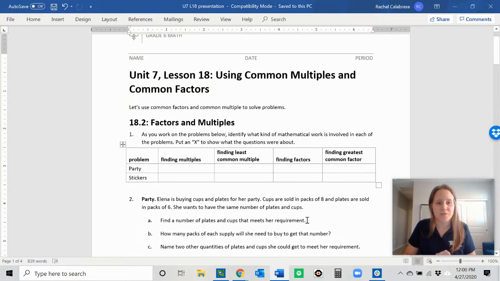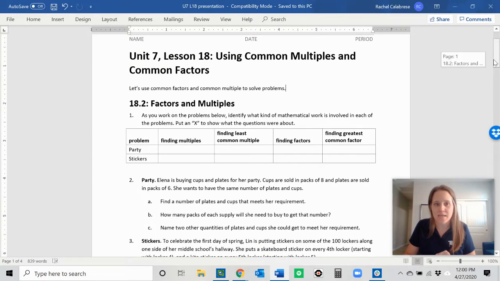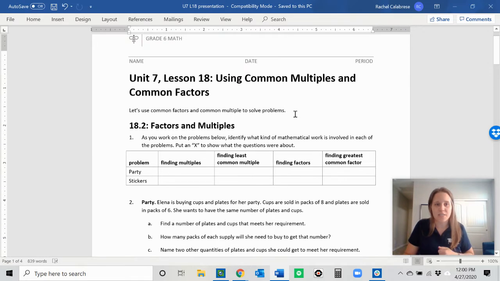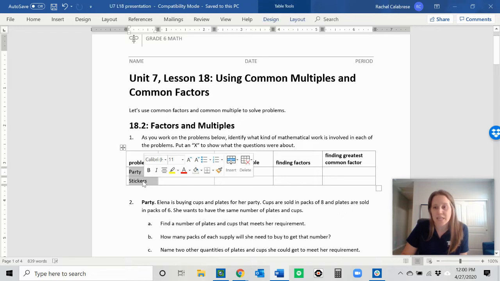We are going to start with a question about a party. But I want to give you a heads up on some instructions, okay? We're going to work on two problems. As we work on these problems, identify what kind of mathematical work is involved in each of the problems. Put an X to show what the questions were about. So we'll do one problem about a party and one problem about stickers.